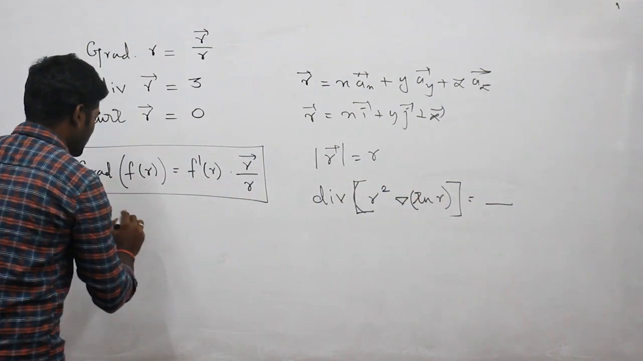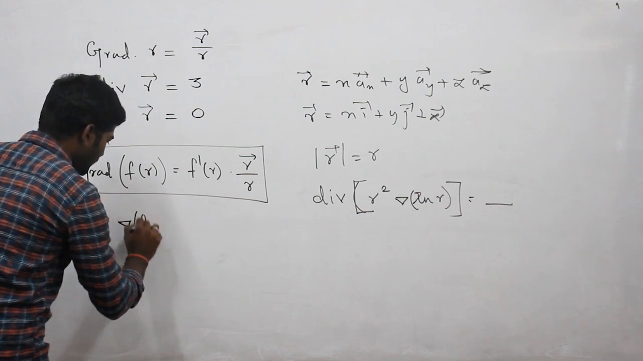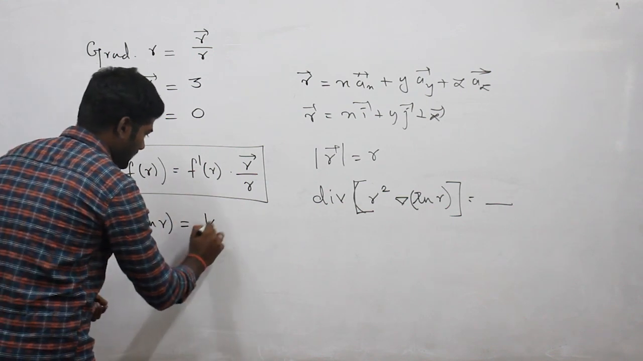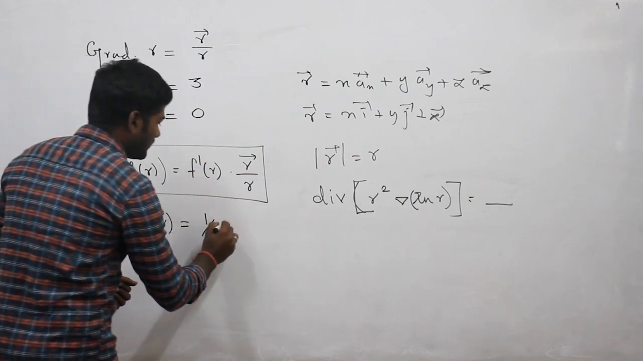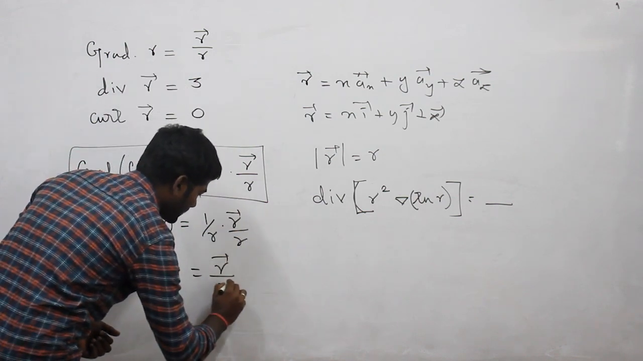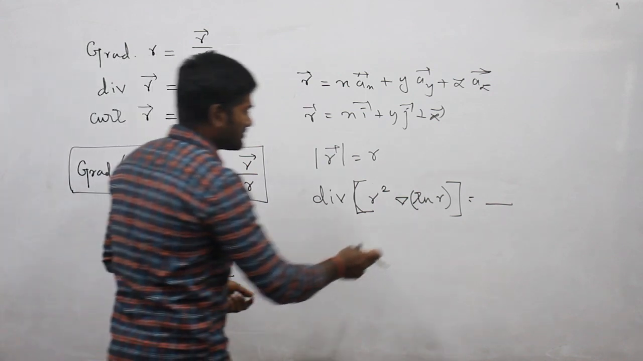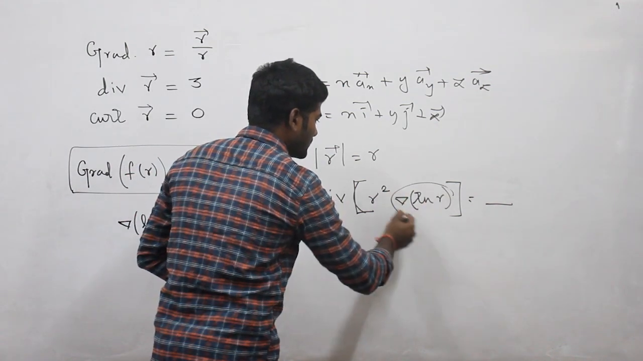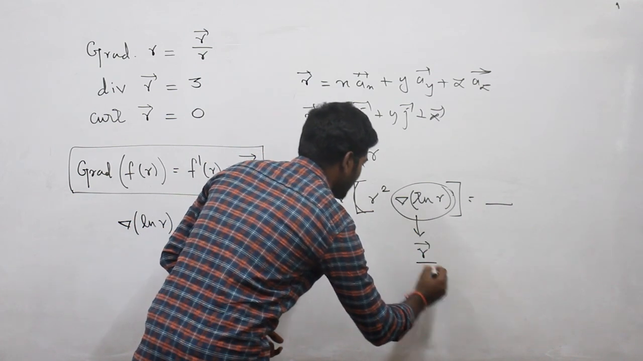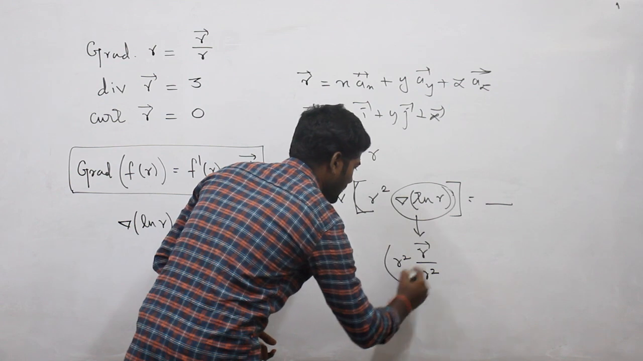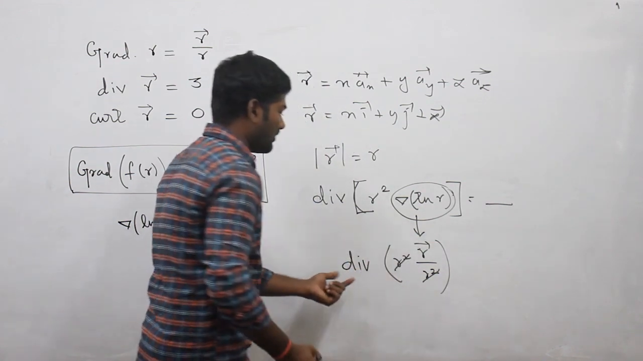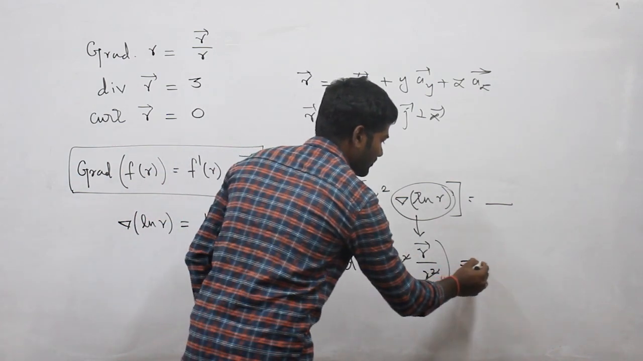Here they have given gradient of ln r. ln is the function now. So gradient of ln r equals the function ln differentiated once, which is 1 by r, into r vector divided by r. So the answer is r vector divided by r squared. Instead of this value you can substitute r vector divided by r squared. There is an r squared outside, so r squared will be getting cancelled. What remains is the divergence of r vector. Now again, you know the divergence of r vector value is equal to what?